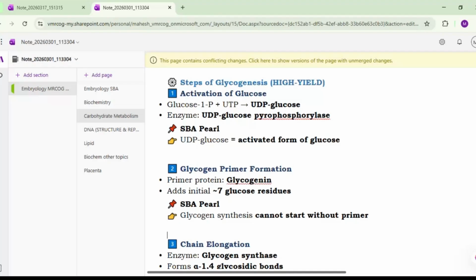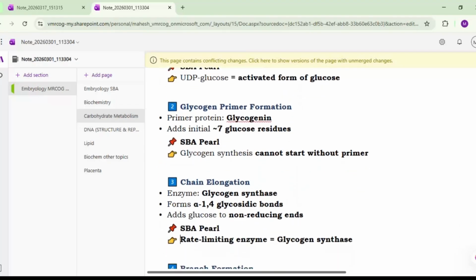Now the next step is the glycogen primer formation. This glycogen primer is nothing but glycogenin. It adds the initial 7 glucose residues. Glycogen synthesis cannot start without this primer, that is glycogenin. First was the activation of glucose and formation of UDP glucose. Then it will add 7 glucose residues and form the primer, glycogenin. After this, glycogen synthesis will start.